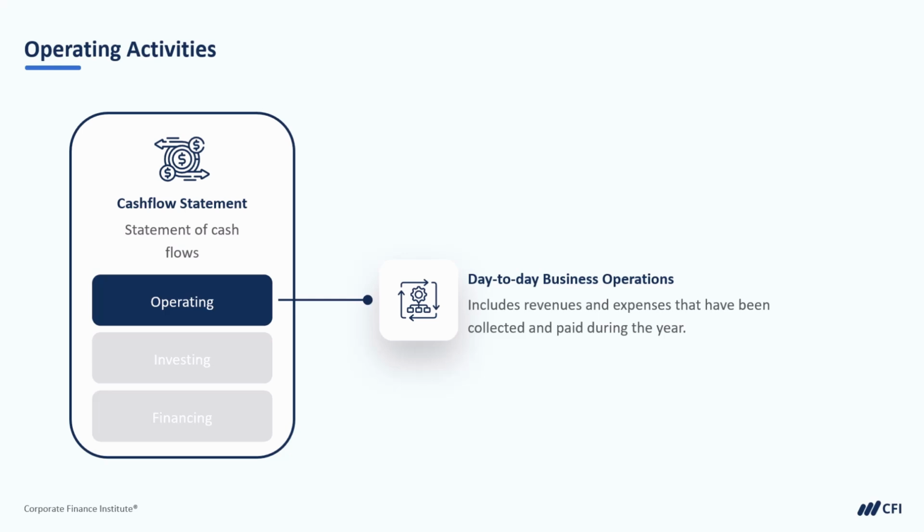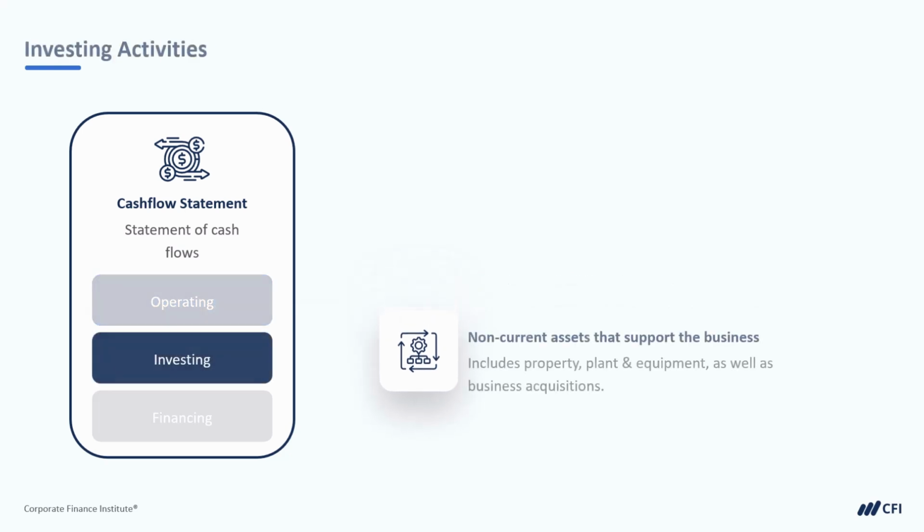Next is investing activities, and these relate to investments that support the business. So cash is used, for example, to purchase property, plant, and equipment, and cash is received when any of these assets are sold. Business acquisitions are also considered investing activities. A company needs to be investing in its business if it wants to remain both viable and competitive.